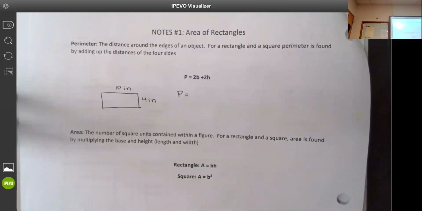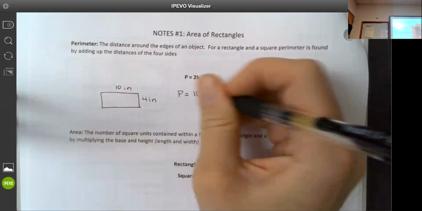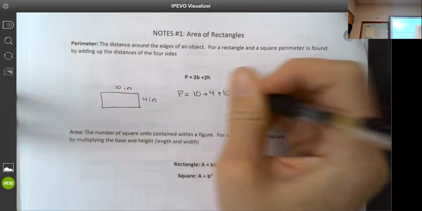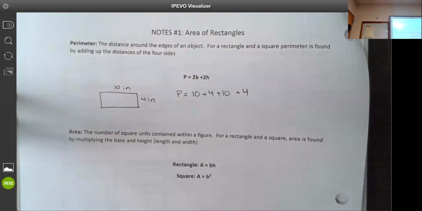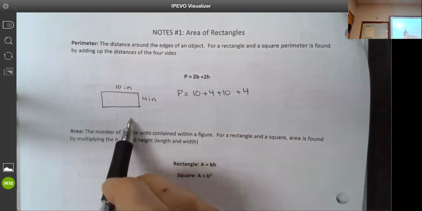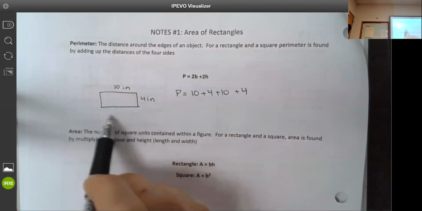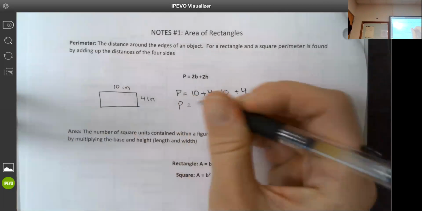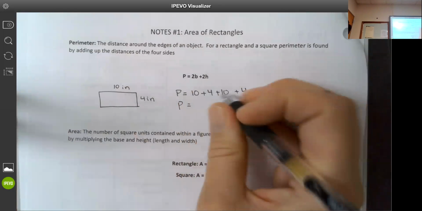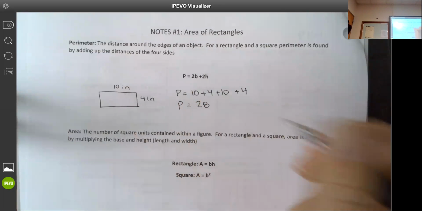One way is to just add it all up. So I'd have 10 plus 4 plus 10 more plus 4 more, right? Just kind of like working my way around. That would be what I have all the way around. And I add it up and I say, well, this would be 14, so 28 altogether.